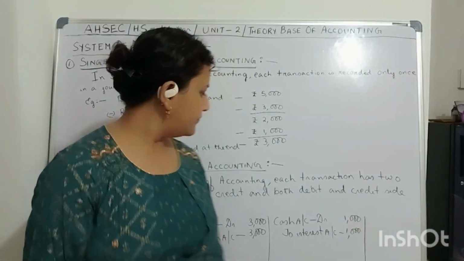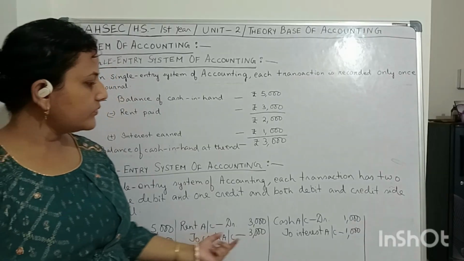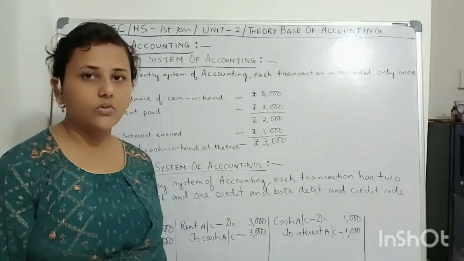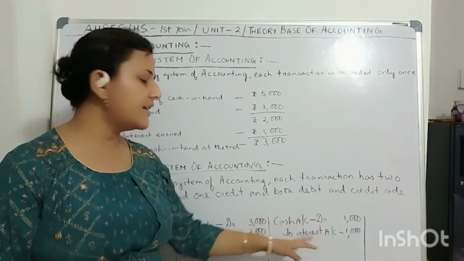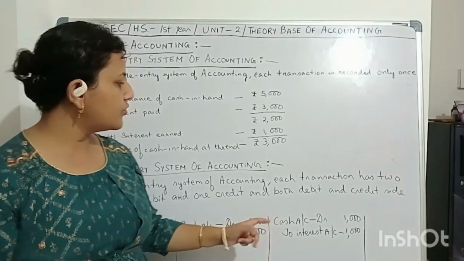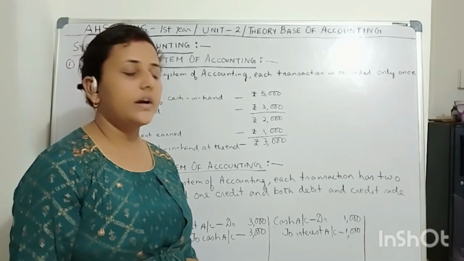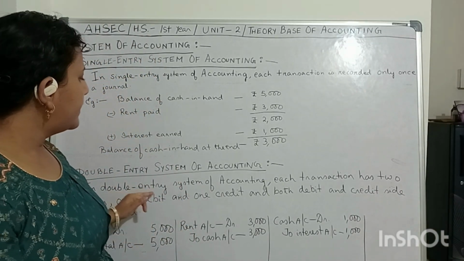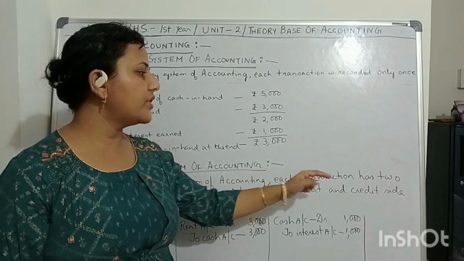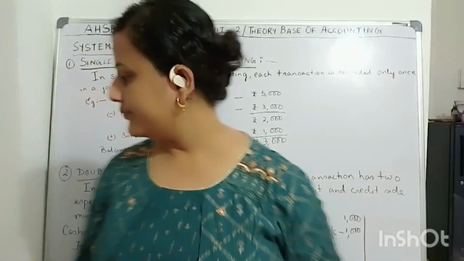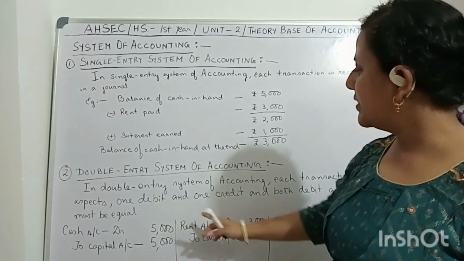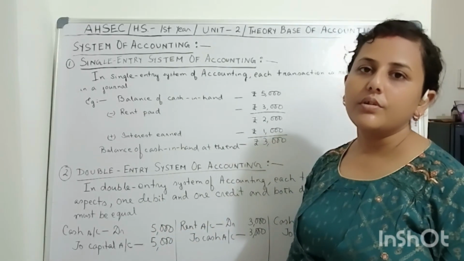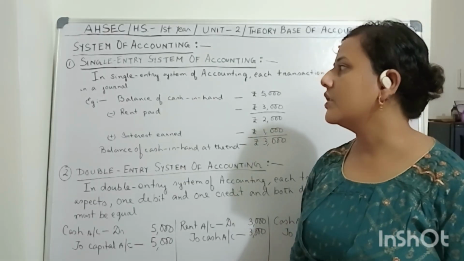Then you see interest earned. So cash account is debited to interest account. So debit side, credit side equal, two aspects. So it is the double entry system of accounting. You see what I have written in the double entry system of accounting? In the double entry system of accounting, each transaction has two aspects, one debit and one credit, and both debit and credit side must be equal. Debit and credit must be equal.